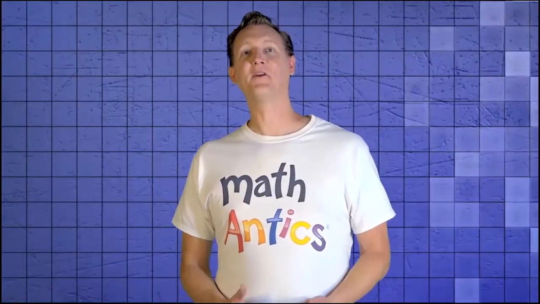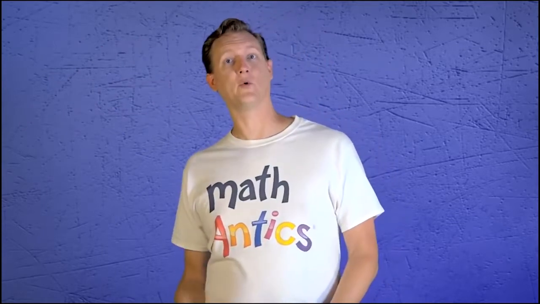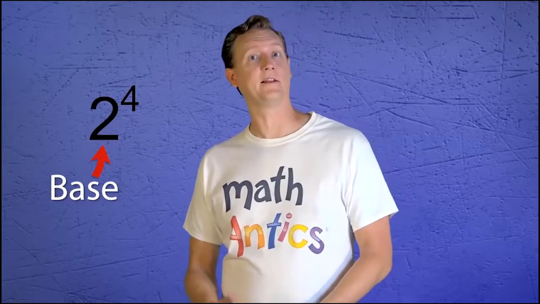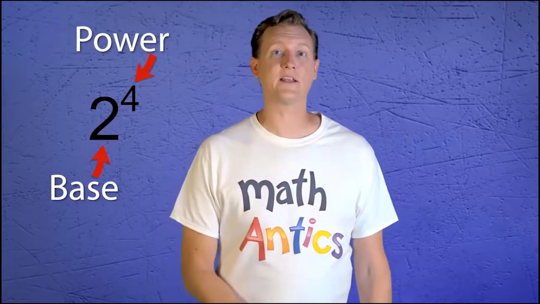Okay, so now you know that exponents are a way of showing repeated multiplication. And you also know what the 2 numbers in an exponent mean. The base is the number that will get repeatedly multiplied together, and the exponent, or power, tells how many times to repeat it.